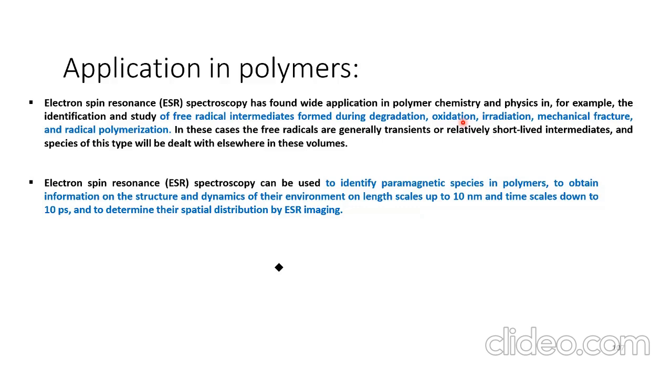elsewhere in these volumes. ESR can also be used to identify paramagnetic species in polymers, to obtain information on the structure and dynamics of their environment, on length scales up to 10 nanometers, and time scales down to 10 picoseconds also. So time scale can go down and length scale is also down. For this, to determine the spatial distribution by ESR imaging, we can say the distribution of elements. So in those cases, it is helpful.